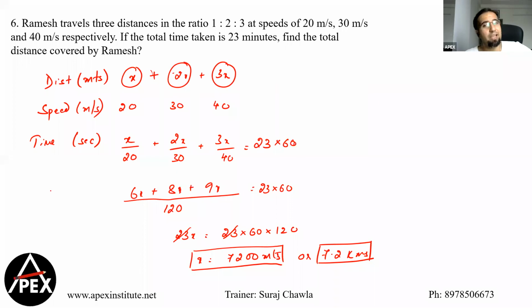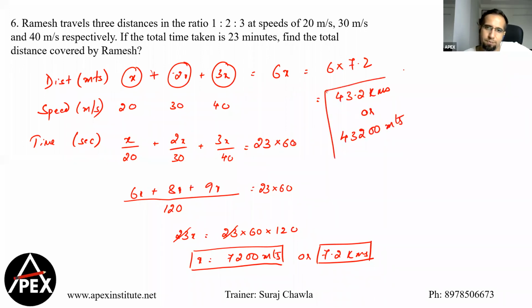You are correct, Sai Aditya. The total distance is going to be 6x, which means that's going to be 6 into 7.2, which would give me 43.2 kilometers. Or if you are going in the form of meters, that is 43,200 meters. Any one of these, depending on the options. Is this point clear, guys?